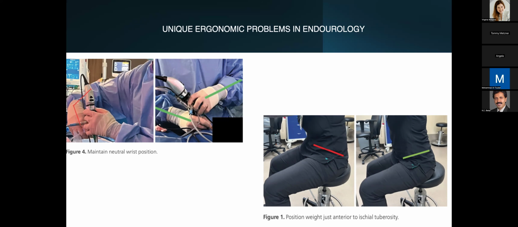And when we're doing our TURP procedures, or any other procedures where we're sitting down on a stool, try to have your chest lean forward and pelvis backwards, and just try to position your weight just anterior to the ischial tuberosity. That way, you decrease the load and stress on your back.